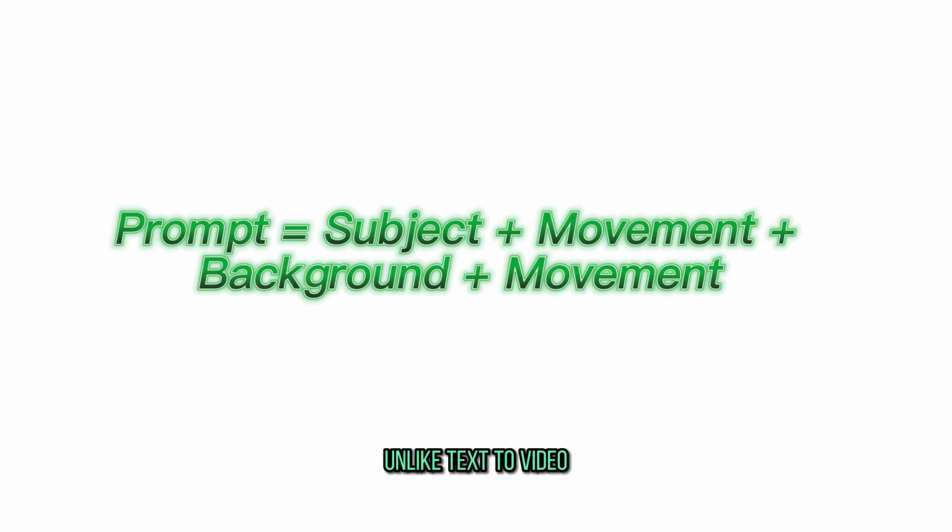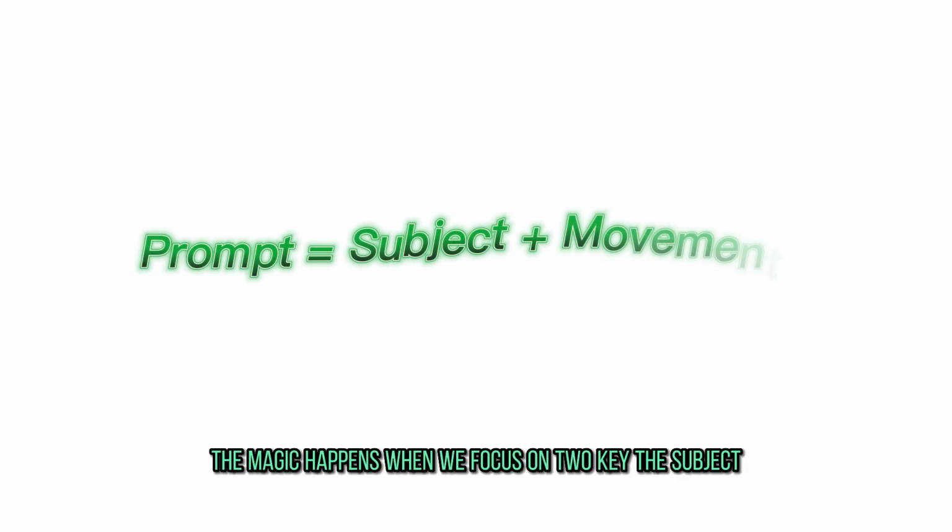Unlike text to video, where we need to describe everything, image to video is different. Why? Because we already have the scene. The magic happens when we focus on two key elements: the subject, what's in your image, and the motion, what you want it to do. Got multiple subjects? No problem. Just list them one by one. Let me show you a perfect example.